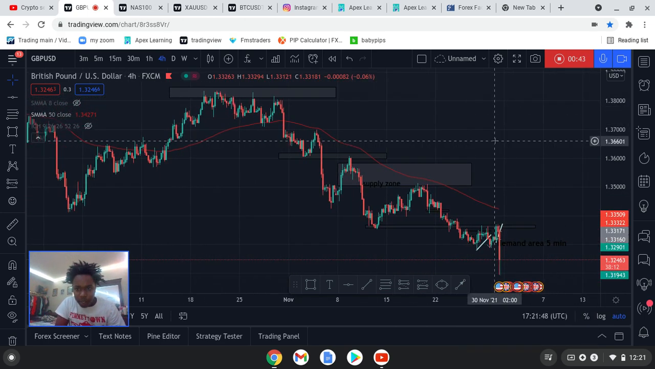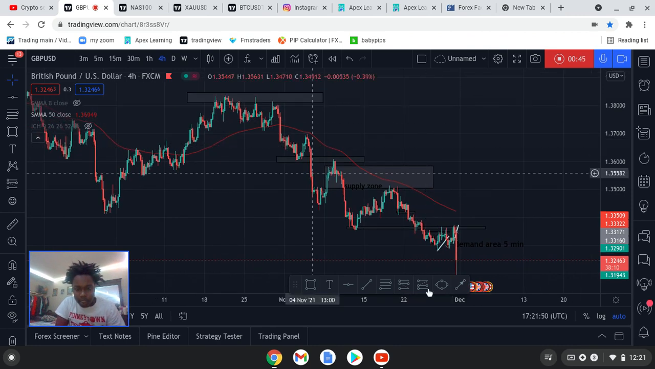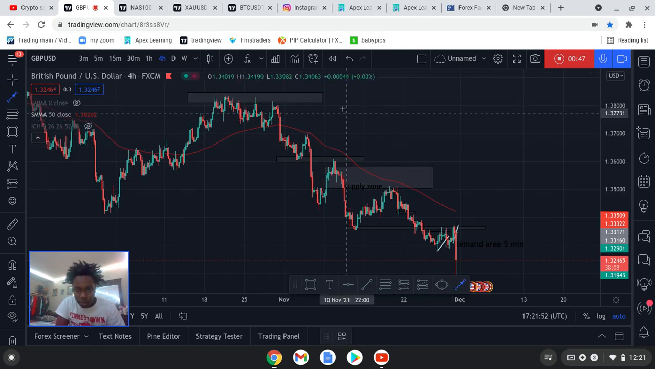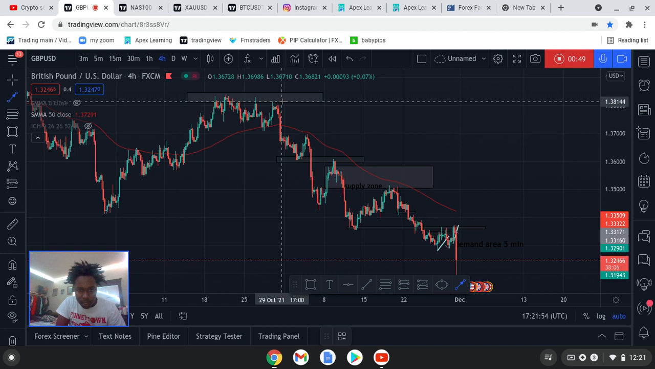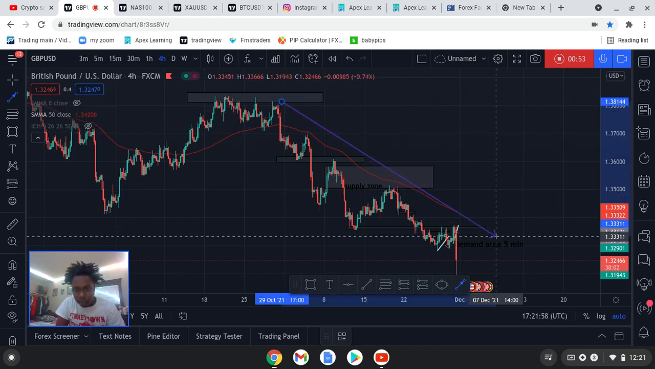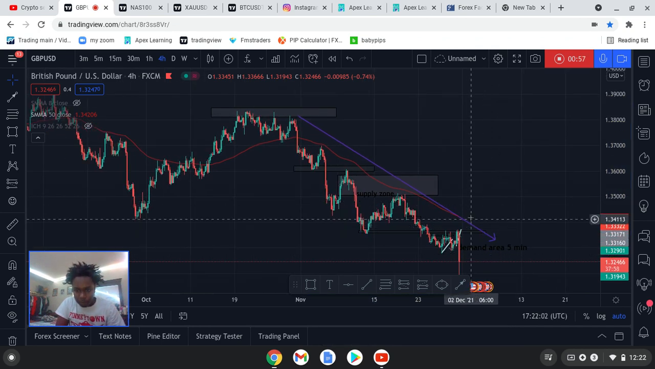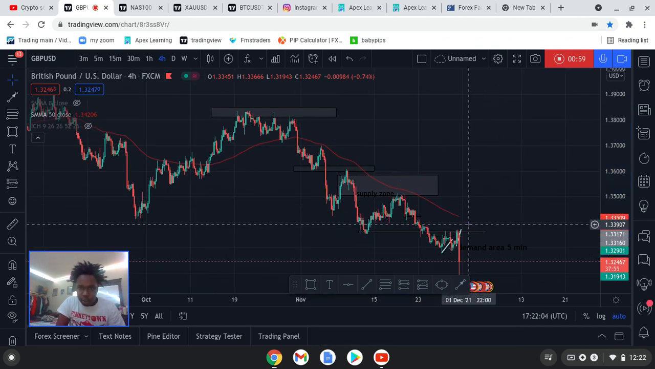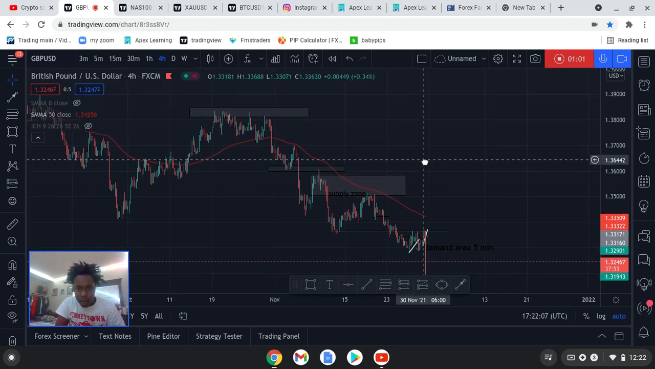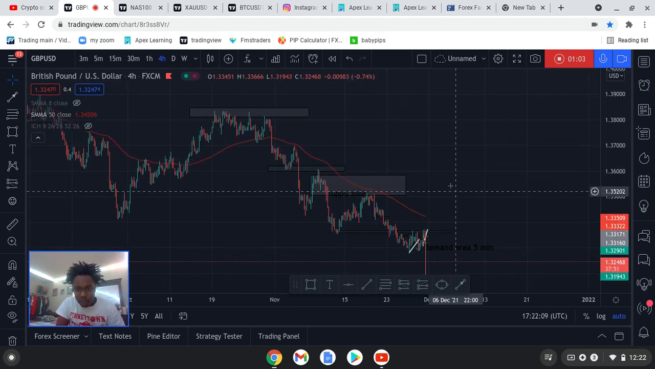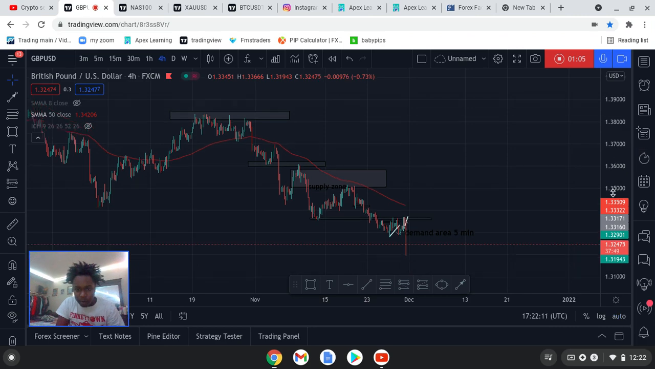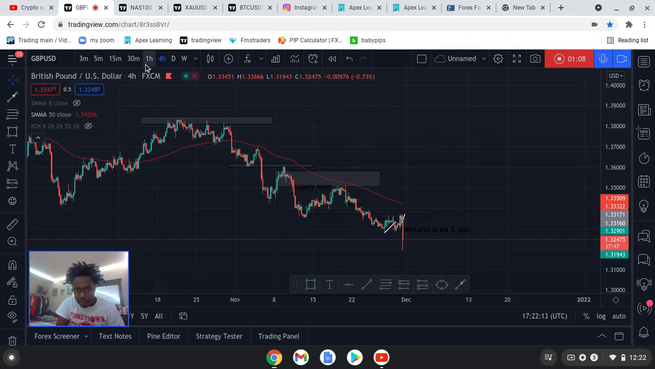On a 4 hour, obviously we can see we're in a downtrend. I'll take my tool and pull it from the top, from the push of this all the way down here. So clearly we're in a downtrend, moving to the downside. I know we're constantly making lower lows in the market. This is on a 4 hour.